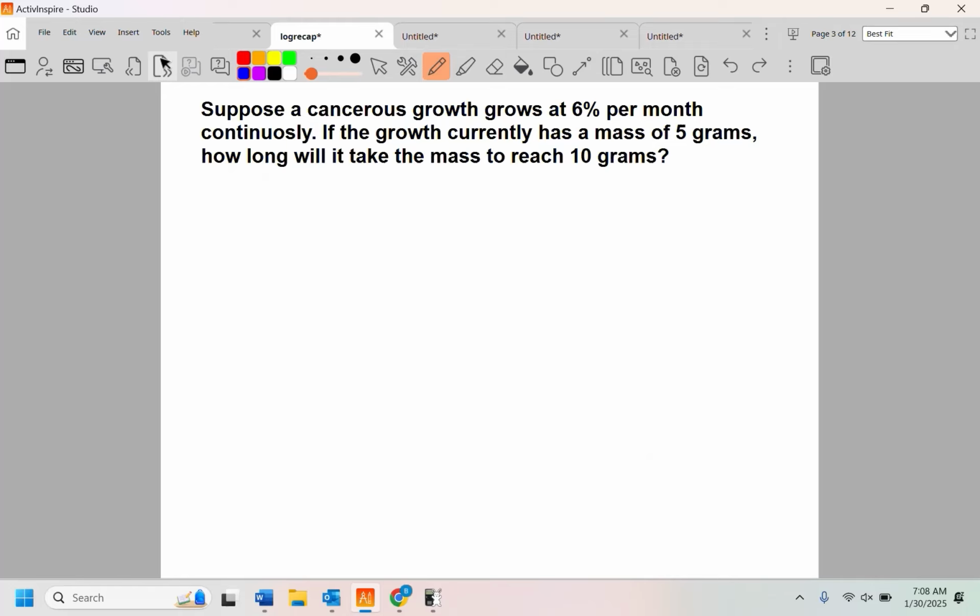Suppose a cancerous growth grows at 6% per month continuously. If the growth currently has a mass of 5 grams, how long will it take the mass to reach 10 grams? Okay, so I saw the word continuous. My formula is to use P e to the rt. My principal for this cancerous tumor is 5. e is just a number. r is 0.06, and t is unknown. The goal, however, is to get to 10.